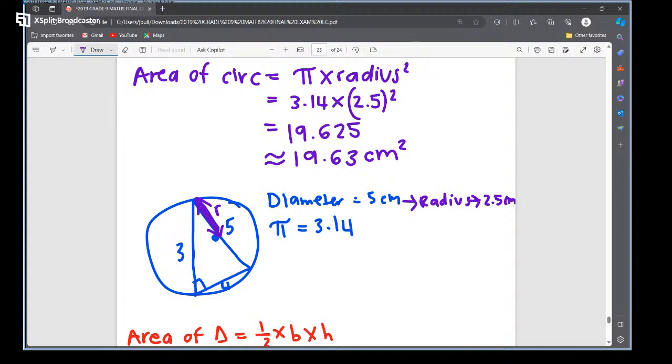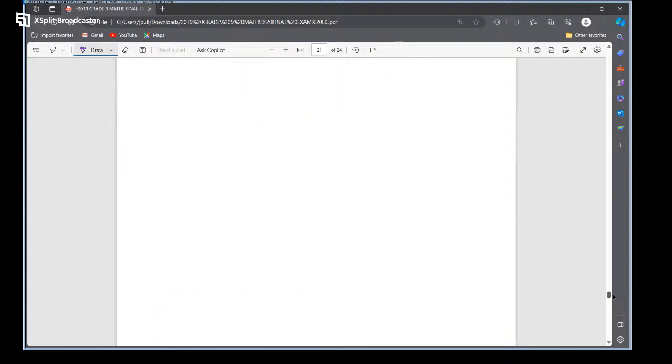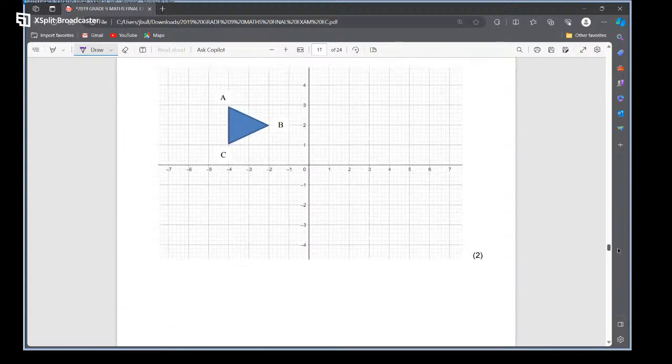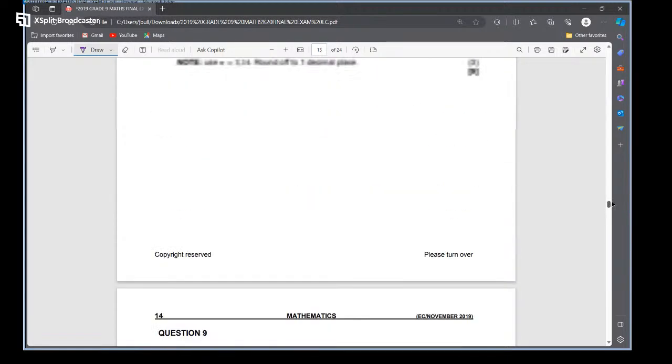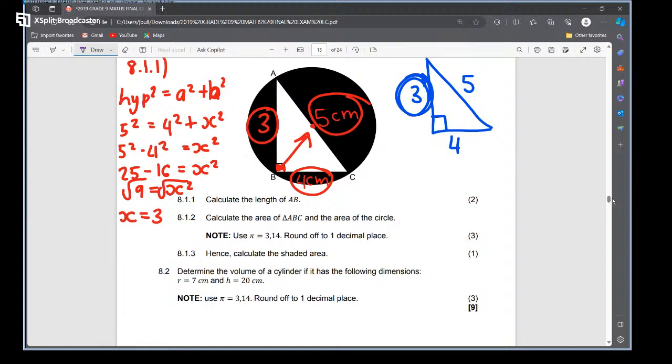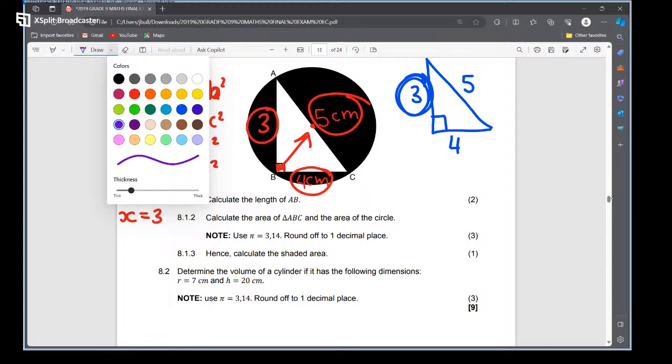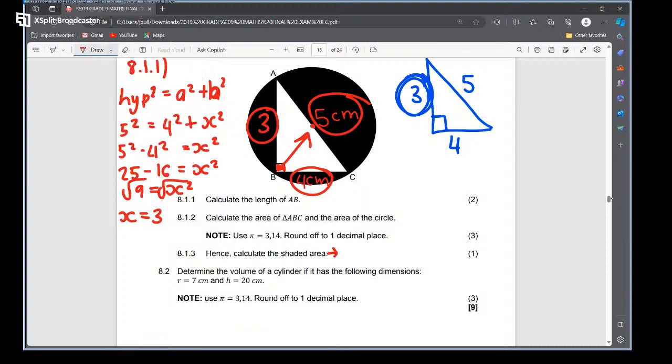Okay, so there we've worked out the area of the circle and then the area of the triangle. Let's see what we need to do next. Okay, and then they say hence calculate the shaded area. So they love asking questions like this. They usually get you to work out the full circle, then the full triangle, and then the difference between them. So if we want the shaded area, we have to go the circle, take away that triangle, which is why they asked us to work out the two parts.